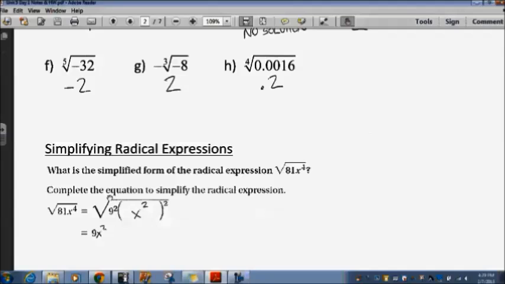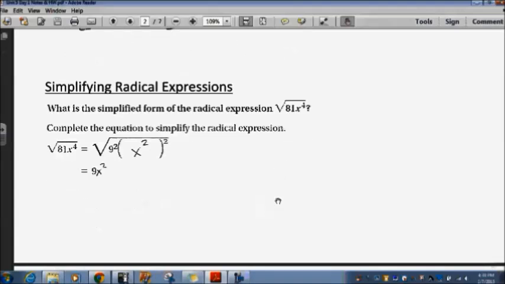Well, 81 could be simplified as 9 squared. And x to the fourth could be x squared to the second power. Because 9 squared would give you 81, and x squared to the second power would give you x to the fourth. And then if we're taking the square root of each of these, the square root of 9 squared is just 9. The square root of x to the fourth is just x squared. So 9x squared would be the simplification of this particular radical.